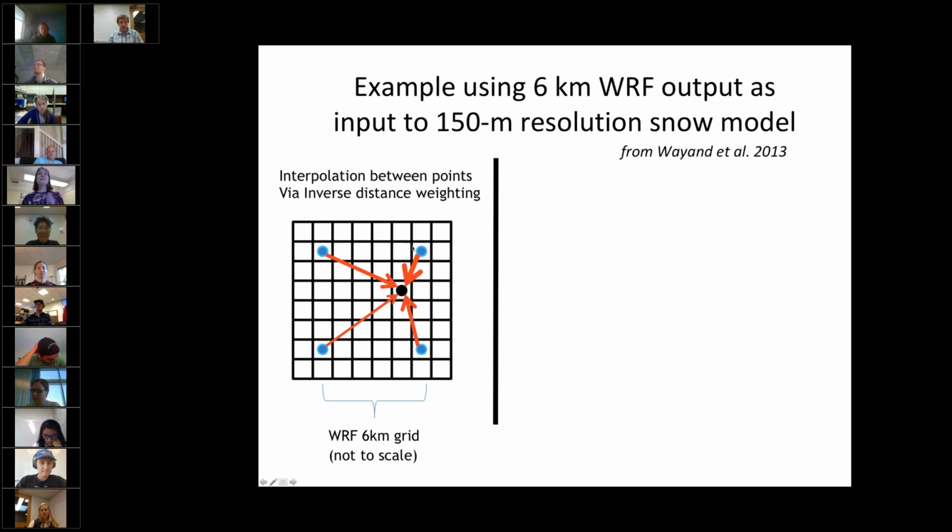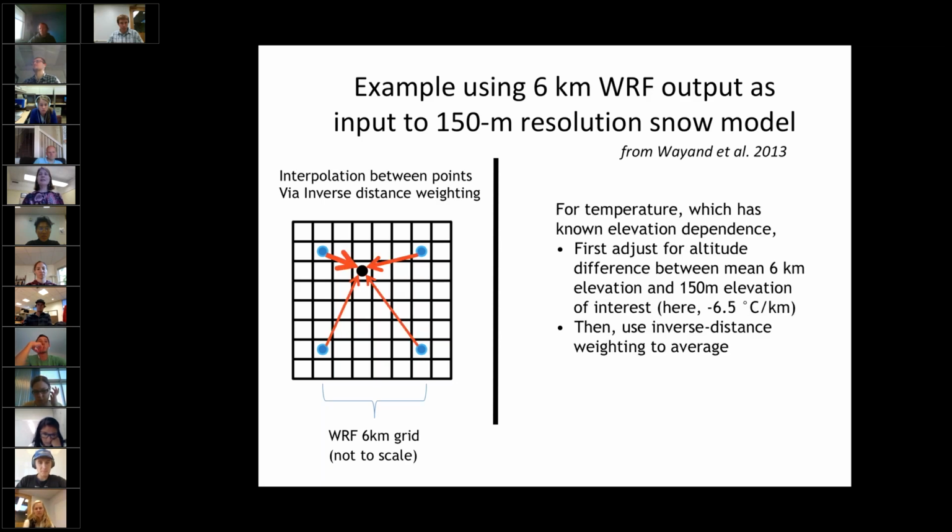Let's go back to pictures. So here is just an example of how you might use data at 6 kilometers as input to a 150 meter resolution snow model. You could just do inverse distance weighting between locations. And then for precipitation, you could just do location. For temperature, which has a known elevation dependence, you could adjust for the altitude difference between your mean 6 kilometer elevation and 150 meter elevation. So you can interpolate with a linear offset based on the elevation.